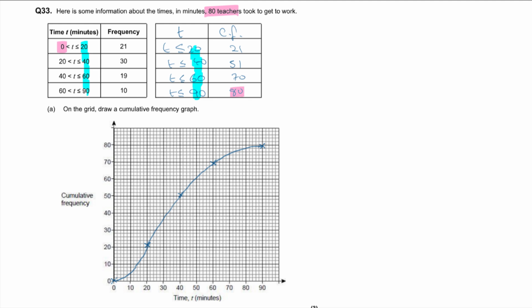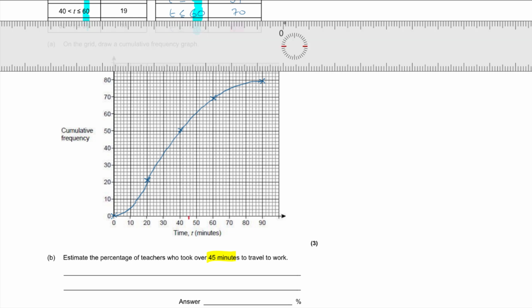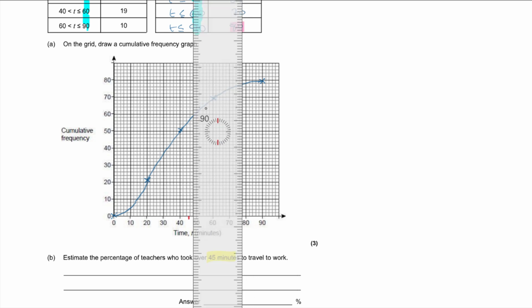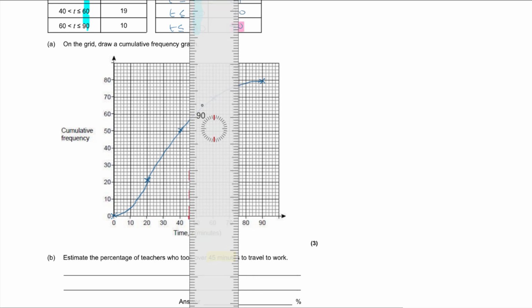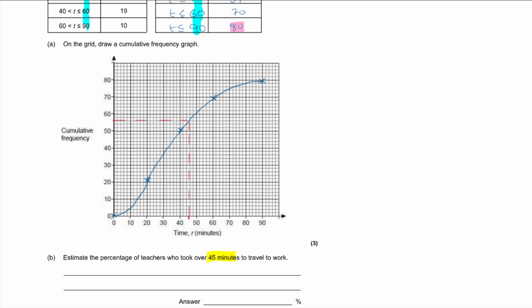Okay. Right, do we got any questions on this one? Estimate the percentage of teachers who took over 45 minutes to travel to work. Okay, so again, we're going to start off the same way. We're going to find 45 minutes on the x-axis or the time axis. It's going to be halfway between 40 and 50. Going to use our ruler to measure up to the line. So you're using a little dotted line to show some method. Let's get rid of that. So I'm reading that as coming off at about 3 squares above 50, so that's like 56, isn't it?